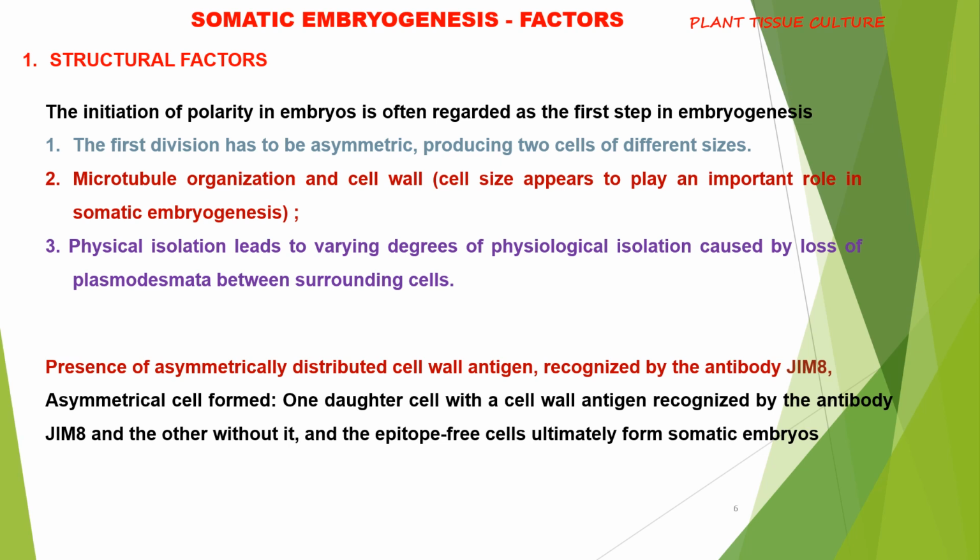In some, the asymmetrical cells produce a mass of pro-embryogenic cells rather than forming the embryo. One of the few pro-embryonic cells would form the embryo, and the remaining are removed by programmed cell death. Structural factors like size of the cell, microtubule arrangement, and cell wall influence induction of somatic embryogenesis. Physical isolation of the cell also plays an important role in somatic embryogenesis. Hence, suspension culture is successful in producing somatic embryogenesis in many plant species.